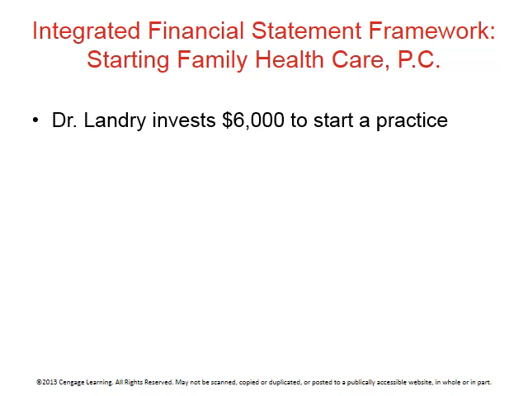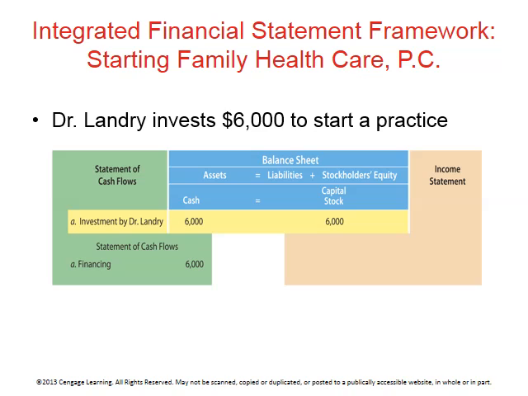So our first transaction, Dr. Landry is going to invest $6,000 to start his practice. If we look at the impact, assets, cash increases by $6,000. Because remember, we're looking at Family Healthcare Professional Corporation, not Dr. Landry's financials. So Family Healthcare Professional Corporation, their cash went up $6,000. And then on the other side of the equation, capital stock went up $6,000 because Dr. Landry got $6,000 worth of stock ownership in exchange for the cash.